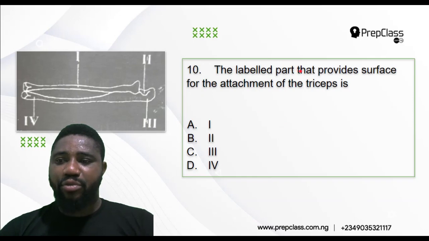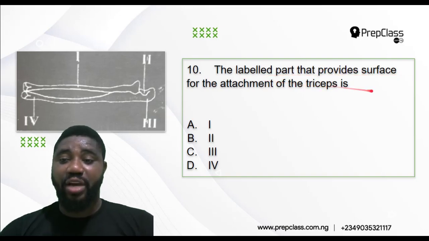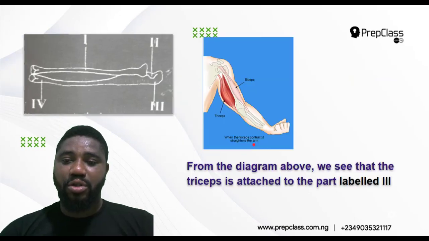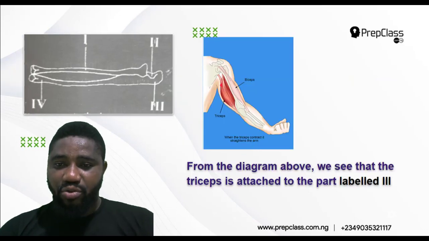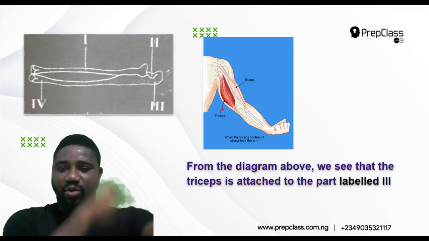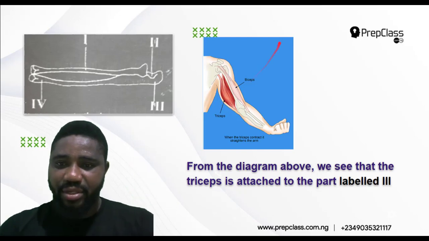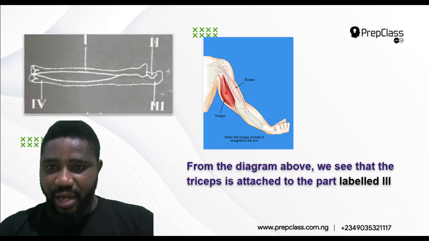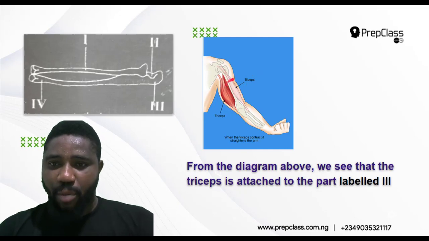The labeled part that provides surface for the attachment of the triceps. Is it part labeled 1? Is it 2? Is it 3? Is it 4? Now look at the muscles of the arm. The one at the back is the triceps. The one in the front is the biceps. Do you understand? So that's the muscles of the arm. Upper arm, the one at the back, triceps, the one at the front, biceps.